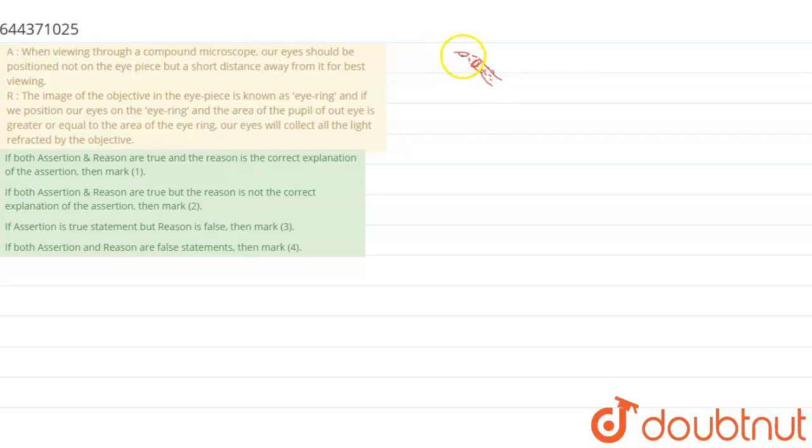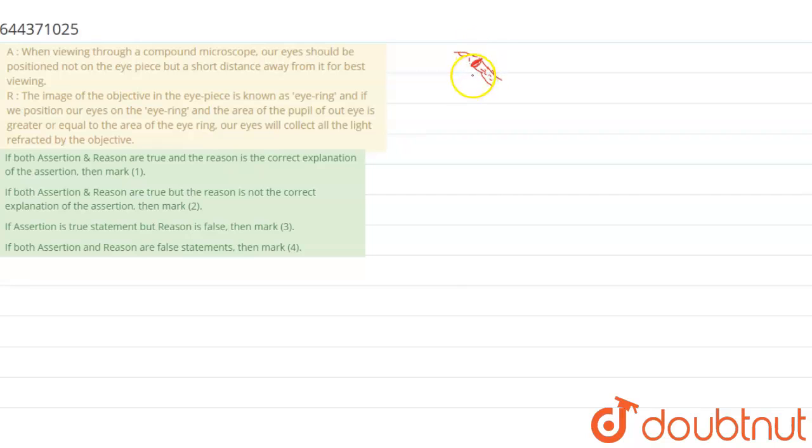If we position our eye at a place that is too close to the eyepiece, the path of light rays would be obstructed and our field of view reduced. If we position our eye on the eye ring, and the area of the pupil of our eye is greater than or equal to the area of the eye ring, our eye will collect all the light refracted by the objective lens.